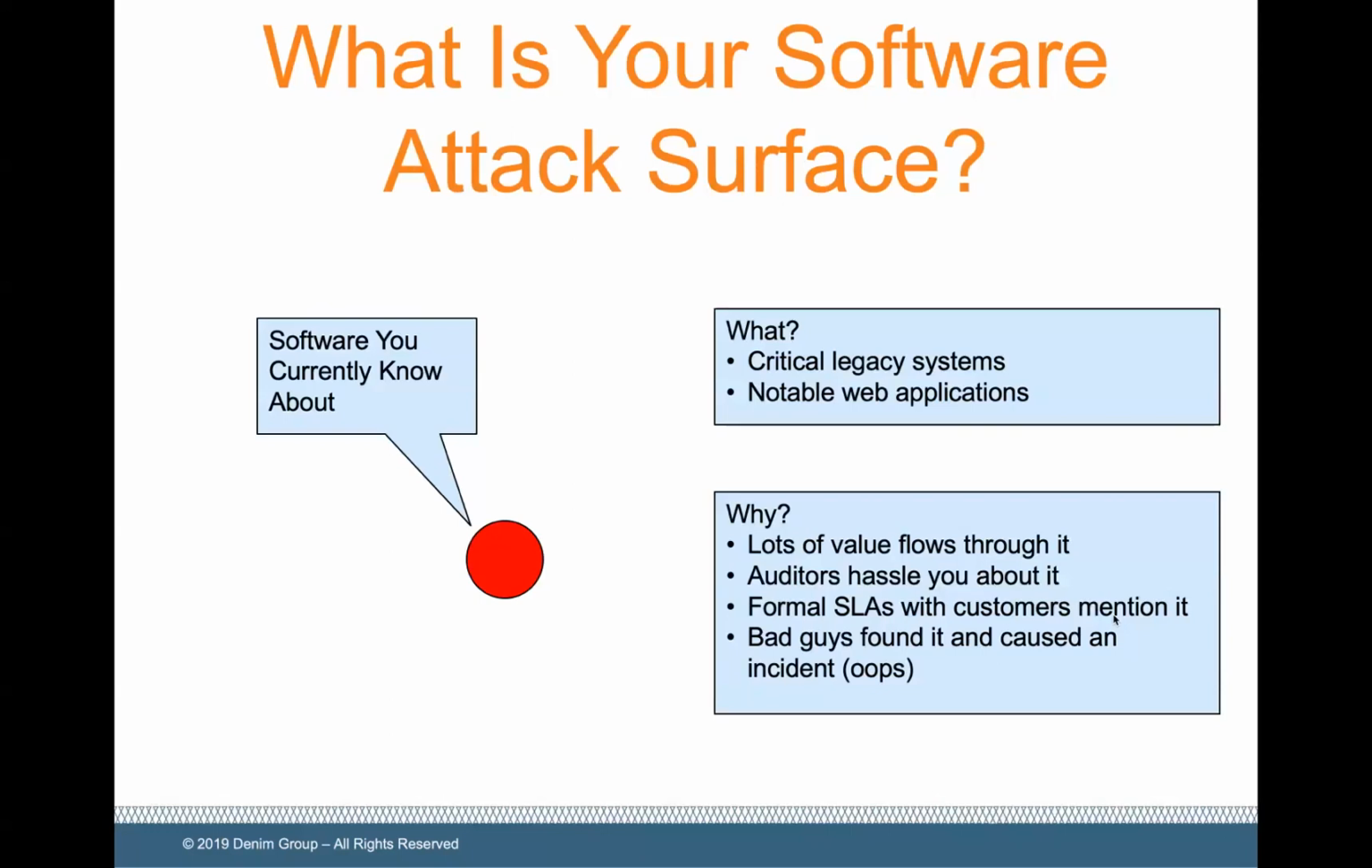And why do they know about it? Again, a lot of value probably flows through these applications, and that means that they have a pretty high profile. These are also the types of things where auditors or the governance folks come through, and they're the ones that you're getting asked questions about. In a lot of cases, you have formal service level agreements with customers that may address these things, where the customers have said, hey, from a supply chain standpoint, you guys are providing us this application, you need to pay attention to the security of this, because the security of your application also impacts our security. And all too often what we find are the applications that people know about are the ones that the bad guys might have found and caused some sort of an incident.